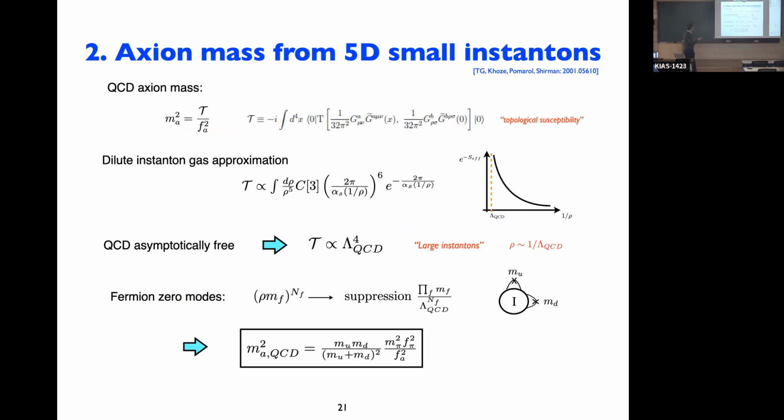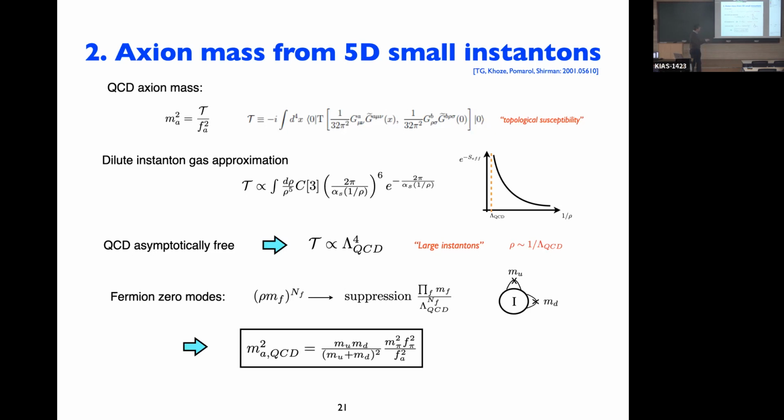Again, as a reminder, the axion mass comes from this 2-point function of GG tilde, which is referred to as the topological susceptibility. Obviously QCD is strongly coupled, so you can't easily compute this, but one way to estimate the topological susceptibility is to use the dilute instanton gas approximation. Here's an approximate expression for it. The important point is that it depends exponentially on the QCD coupling as a function of the size of the instanton.